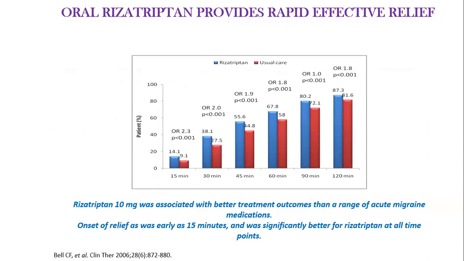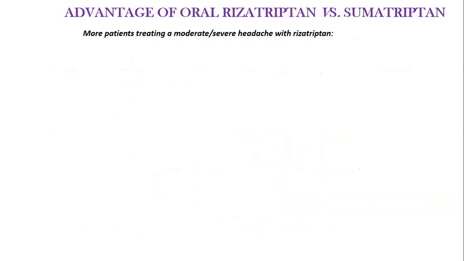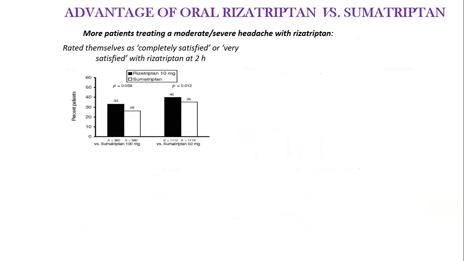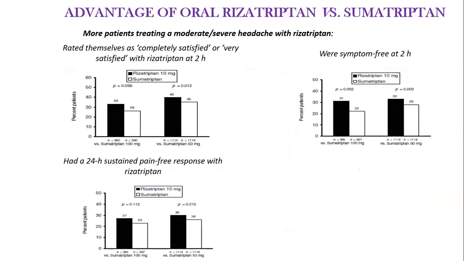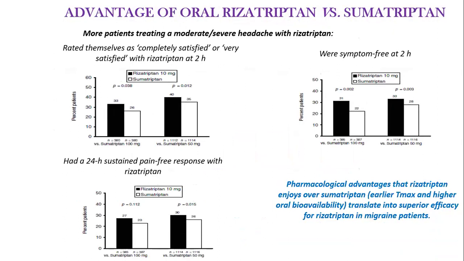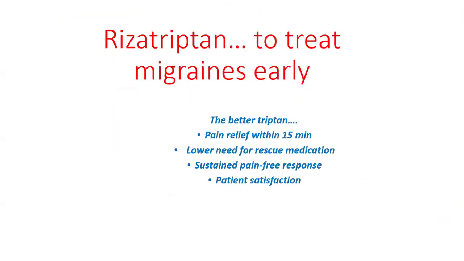medications. And onset of relief was as early as 15 minutes and was significantly better for rizatriptan at all the time points. In a head-to-head study of rizatriptan and sumatriptan, they compared both these drugs in the acute attack. Rizatriptan has better bioavailability and efficacy as compared to sumatriptan. So rizatriptan to treat the early acute migraine attacks is the better option.